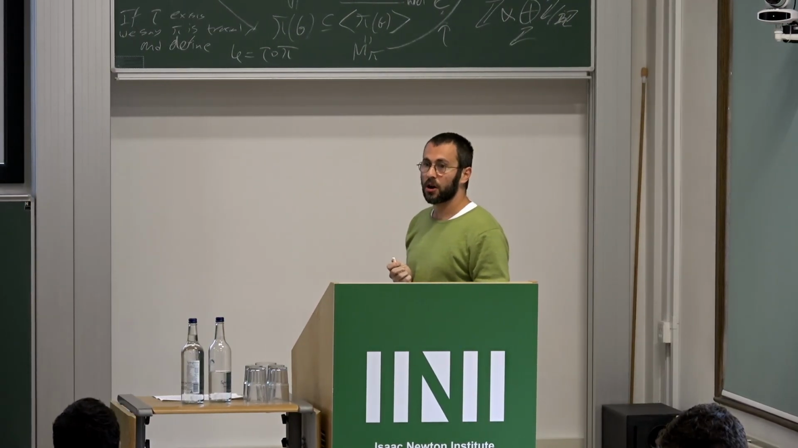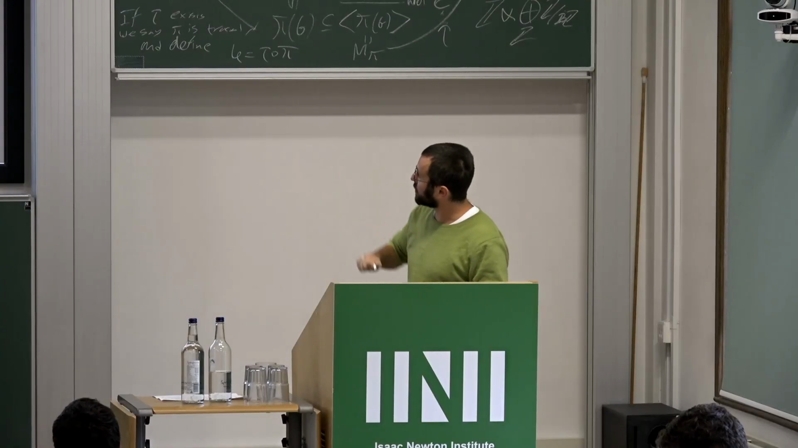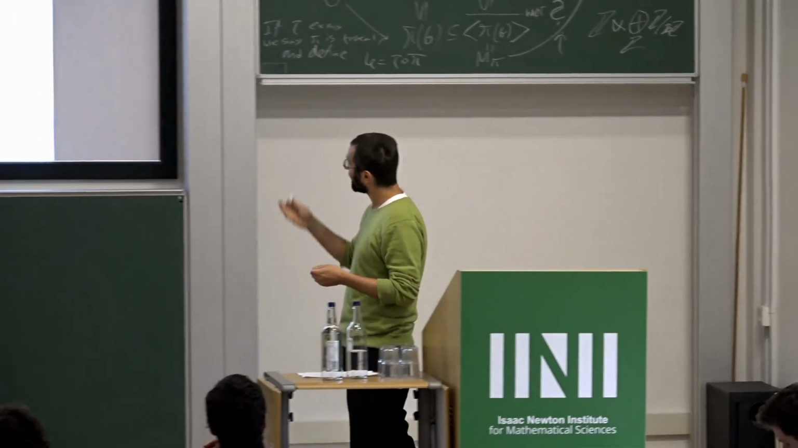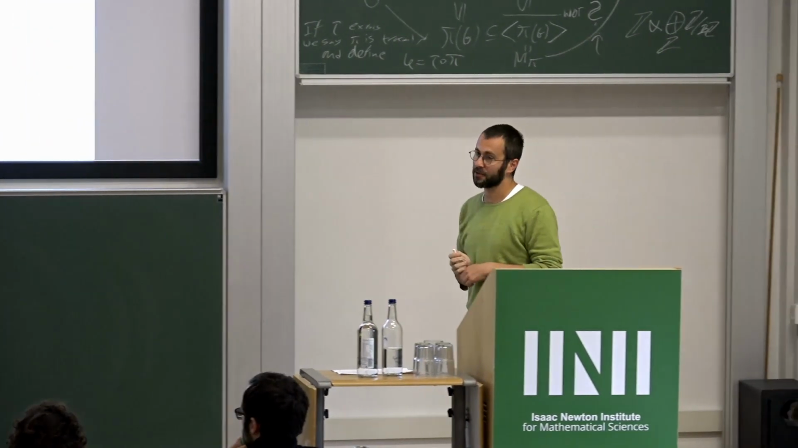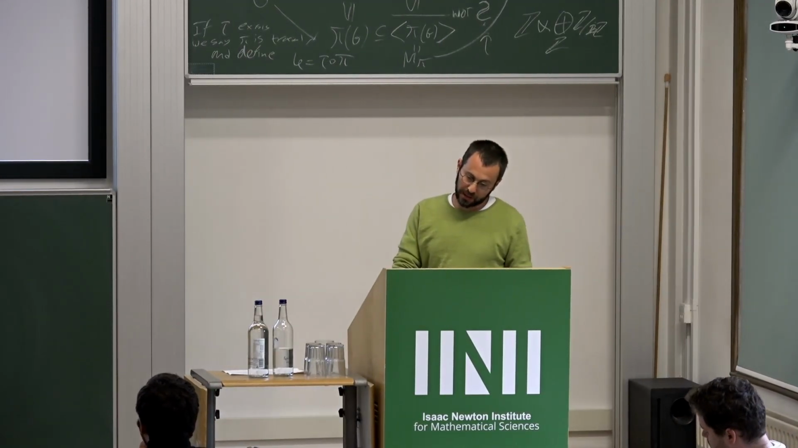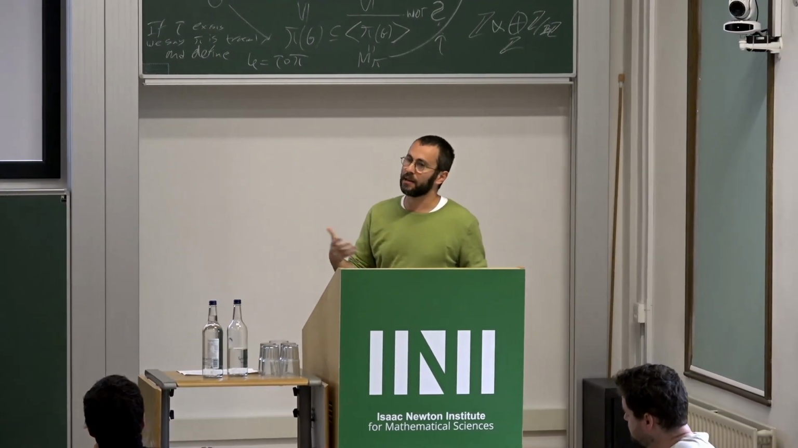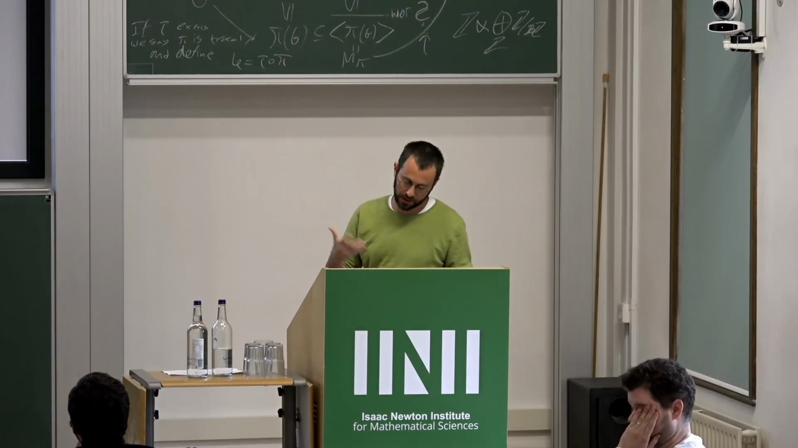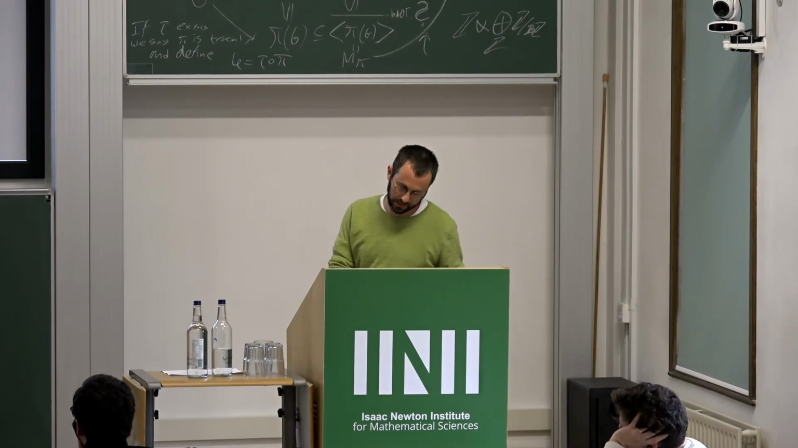Baumslag-Solitar groups, I would say the argument is similar, but this is Baumslag-Solitar, not like the one that was discussed there. This is a much simpler group. It's a metabelian group. And another example is Z semi-direct Z^d. By analyzing dynamics on the torus, you can get similar results.